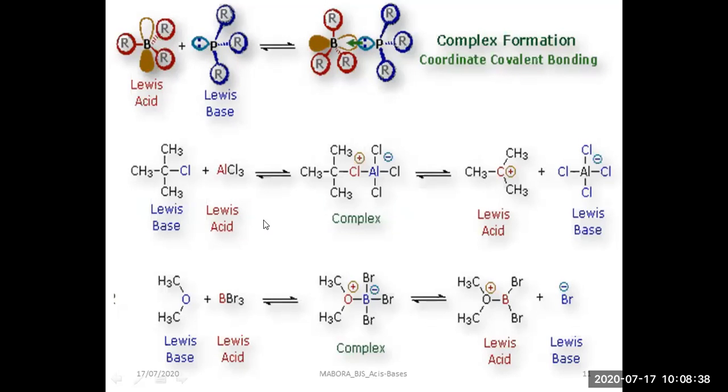So as per this particular theory, there is always a coordinate covalent bond formation between acid and base. A Lewis acid is an electron acceptor, a Lewis base is an electron donor. You can see here there is an extra pair of electrons which can be donated to this empty orbital of boron to form a dative bond.